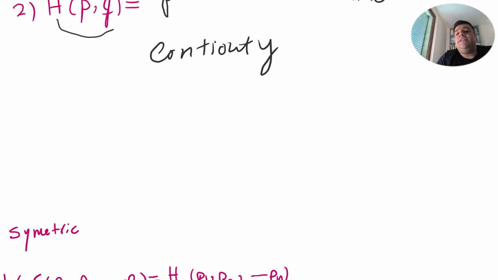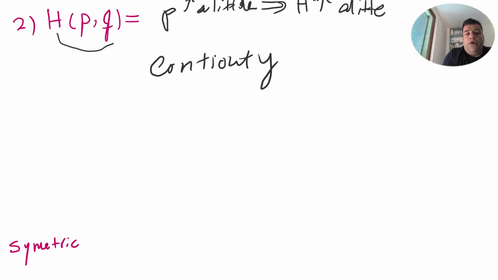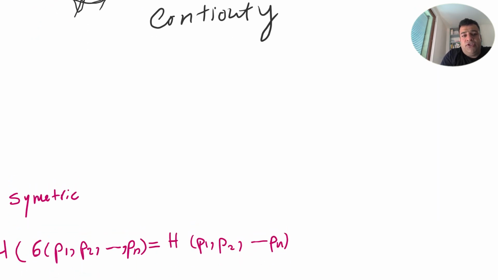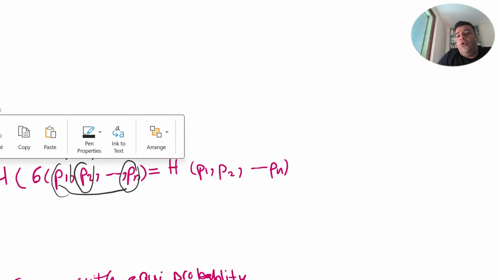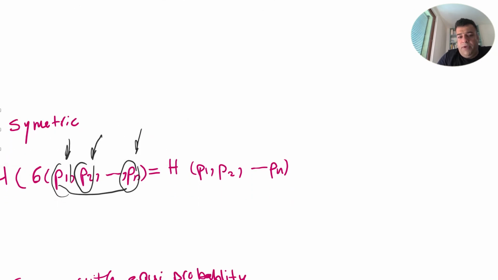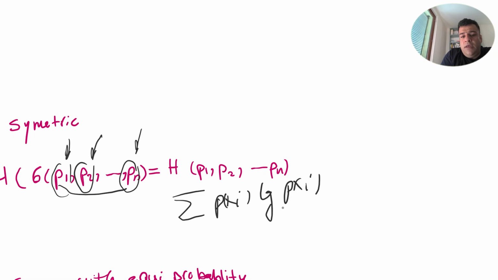But another property is symmetry. When you change the order of these parts, it doesn't make any change. Not just for binary, but for all of them. Consider you have n elements in your source. If you change the order, it doesn't change the entropy. Why? Because it's a summation of P(xi) log P(xi), so the order within the summation doesn't change anything.